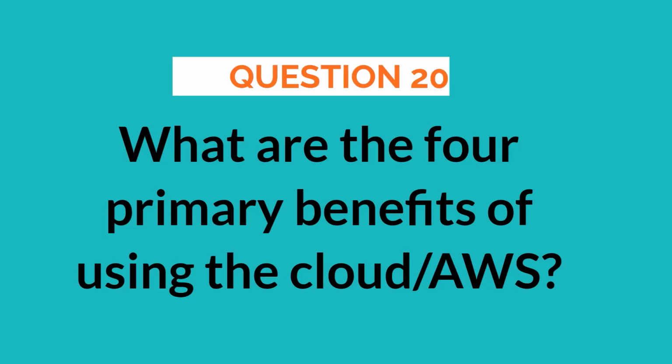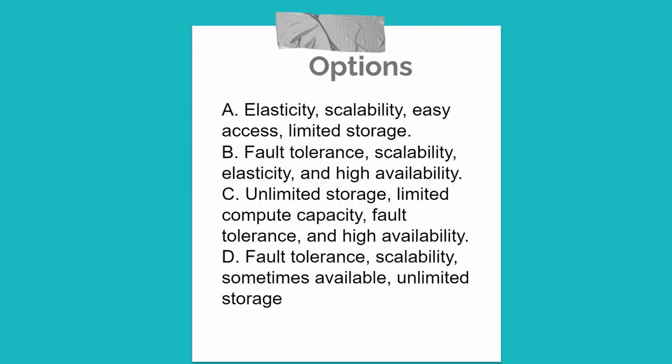Question 20. What are the 4 primary benefits of using the cloud/AWS? Option A. Elasticity, scalability, easy access, limited storage. B. Fault tolerance, scalability, elasticity, and high availability. C. Unlimited storage, limited compute capacity, fault tolerance, and high availability.